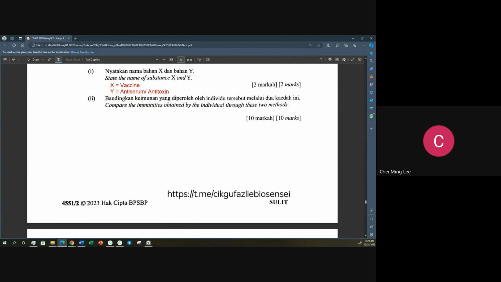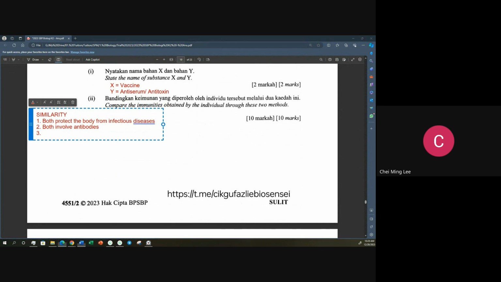These two immunity, so we go on one by one. For similarity, first thing first, both can protect the body from infectious disease. Second one, both also involve antibodies. Third one, they both also involve antigen. And both of these are artificial immunity.